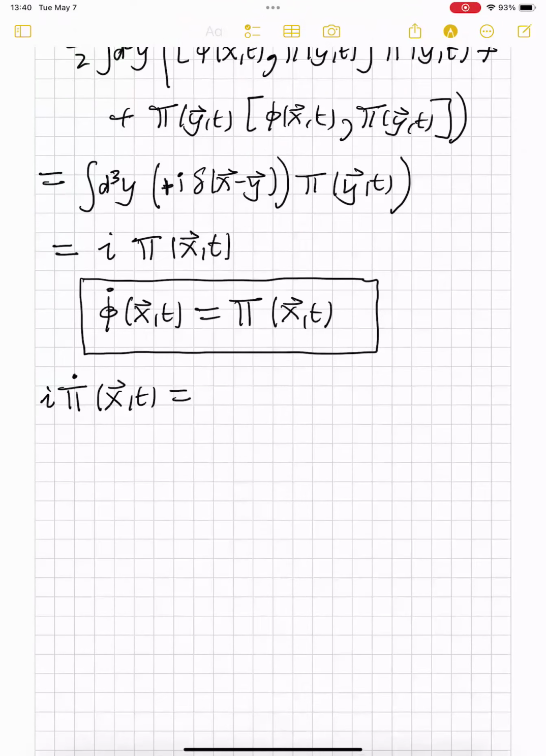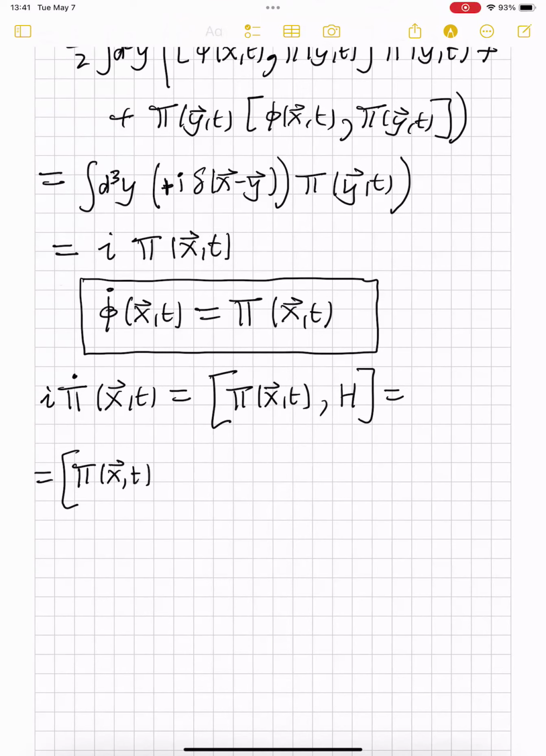And this time derivative will be given by a commutator of pi of x comma t with the Hamiltonian. And I'm again going to write the Hamiltonian in terms of the Hamiltonian density. And I will again call my integration variable y so that I don't mix up my integration variable with the position of my conjugate momentum. So the first one will be a half pi squared of y and t.